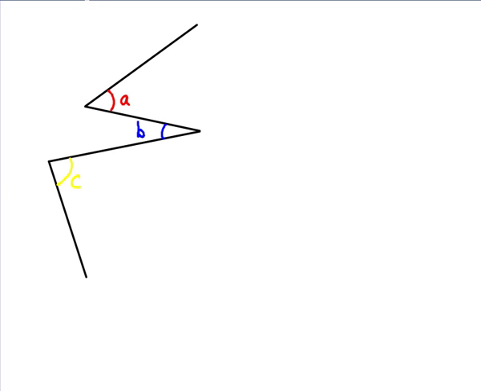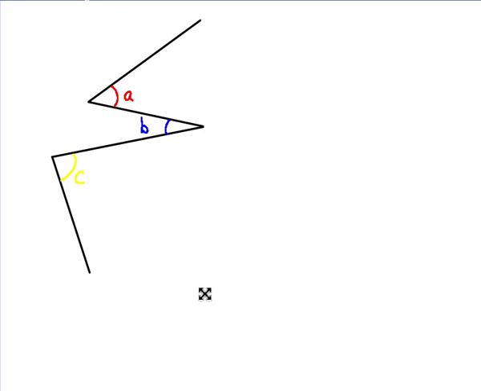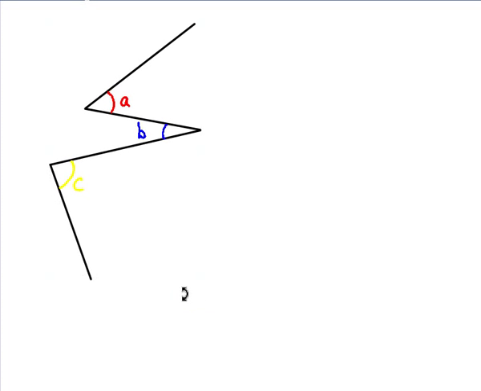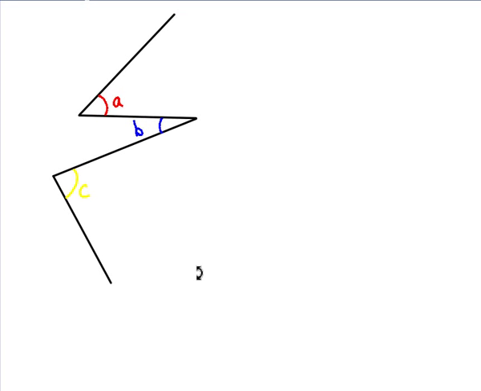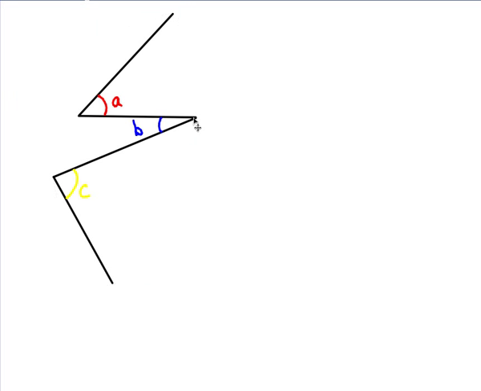Let's try estimating angles A, B and C. So there are two tricks that I would use to help me estimate. The first one is to rotate the page or the diagram so that one of the lines is horizontal from where I'm looking. So I've rotated the diagram so that this line here is horizontal. That's just going to help my eye judge the size of angle A.